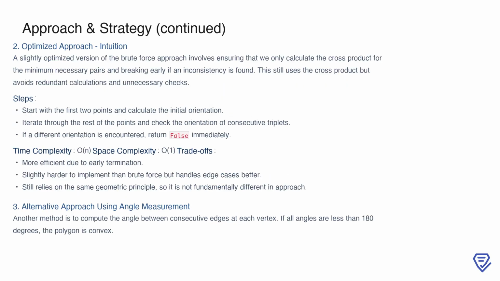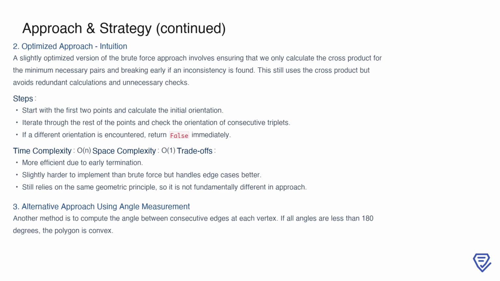A more optimized approach builds upon the brute force method by minimizing the number of calculations and introducing early termination. Instead of evaluating all triplets, we calculate the orientation for the first pair of points and use it as a reference. As we iterate through the remaining points, we check the orientation of each new triplet. If we encounter an orientation that differs from the reference, we can immediately conclude that the polygon is not convex and terminate the process early. This refinement retains the same O(n) time complexity and O(1) space complexity but avoids unnecessary calculations, making it more efficient. However, it introduces slightly more complexity in implementation.